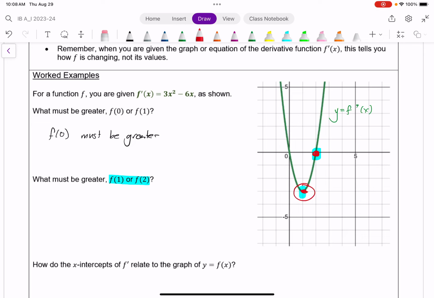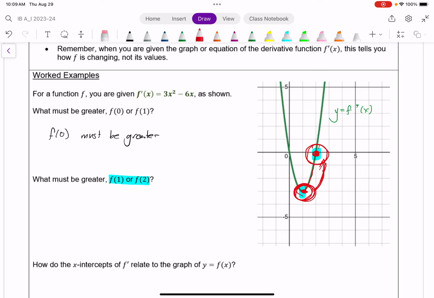but for the actual function, that's not true because at this point, whatever the function was when x is 1, even though my derivative is going up, it's still a negative value, which means from here to here, my function is still going down. So whatever this value is when x is 1 on my function, it is still going down. The derivative is getting closer to 0, which means it's not going down as quickly, but it is still going down.